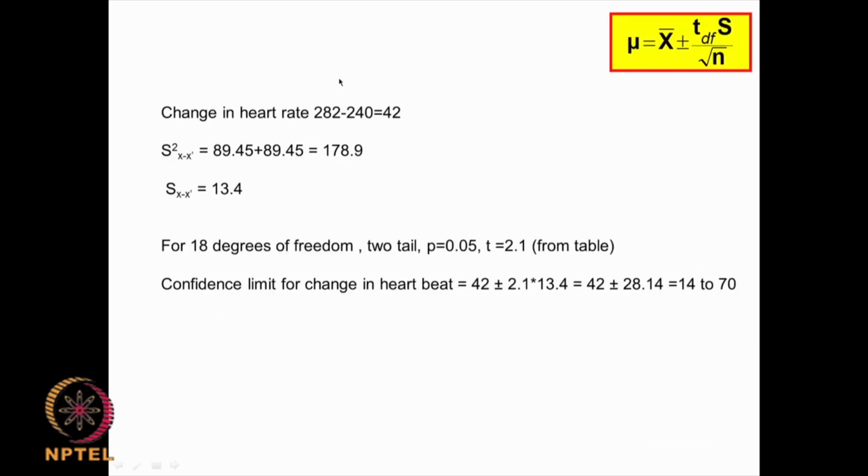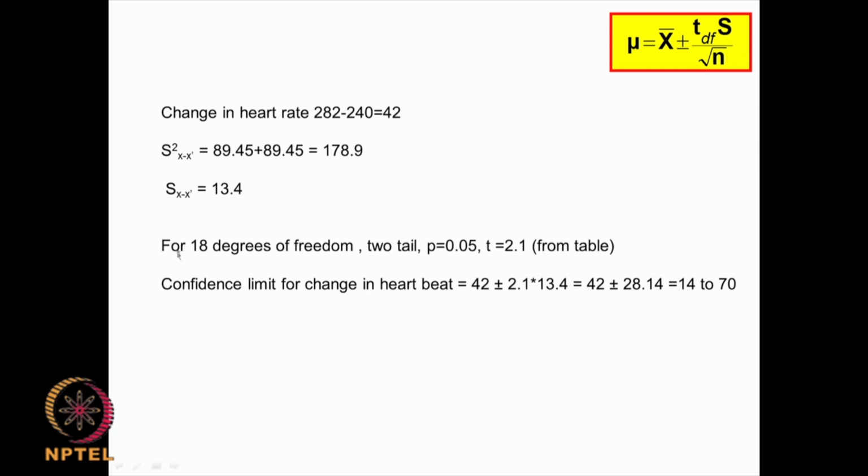Now I want to know the change in the heart rate. So what is the change? 42 is the change in the heart rate. So I need to calculate the overall standard error. Understood. So how do I do the overall standard error? I have both the same, right? 89.45 is the variance of that, 89.45 plus 89.45, that comes out to be 178.9. So I take the square root of that, I will get 13.4.